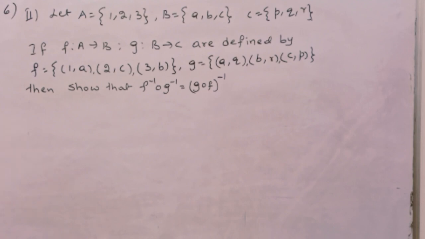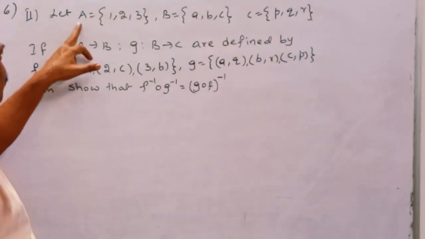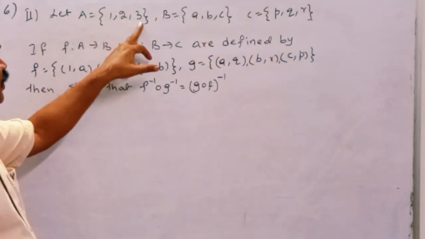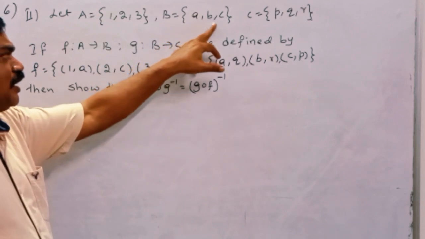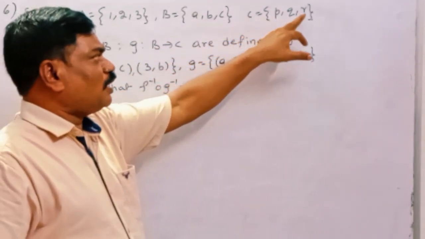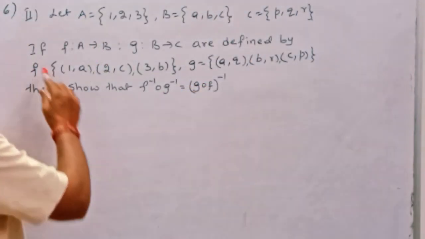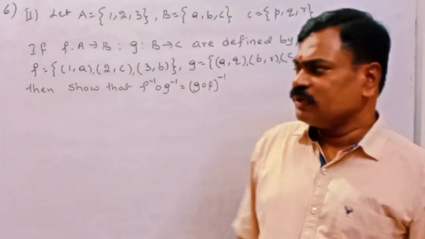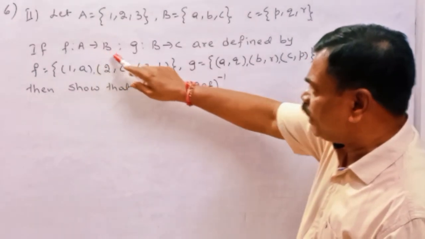First part of the problem completed. Now the second part of the problem. Let A be the set 1, 2, 3. B is the set a, b, c. C is the set p, q, r. f is defined from A to B.